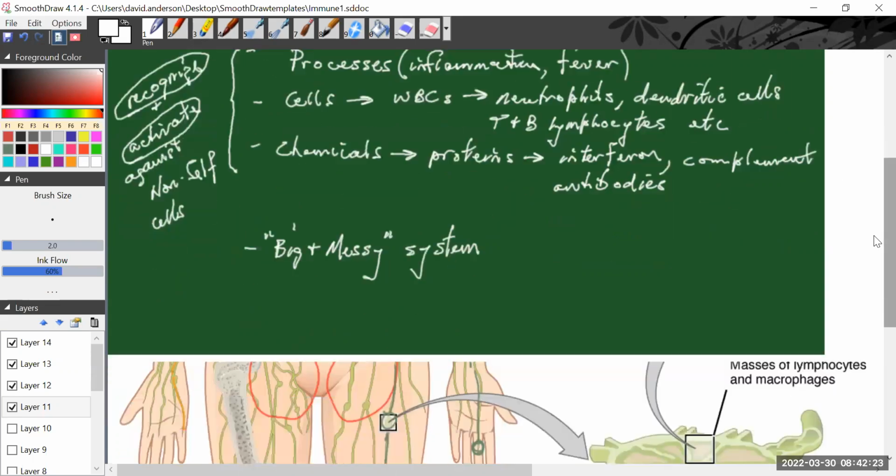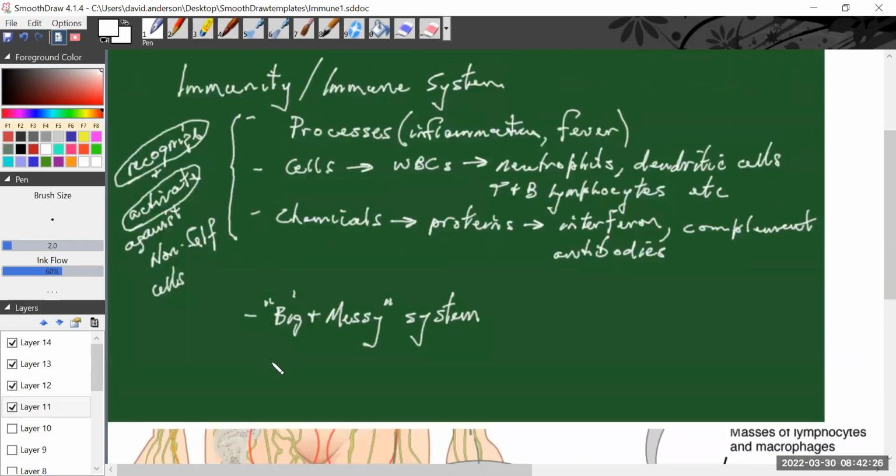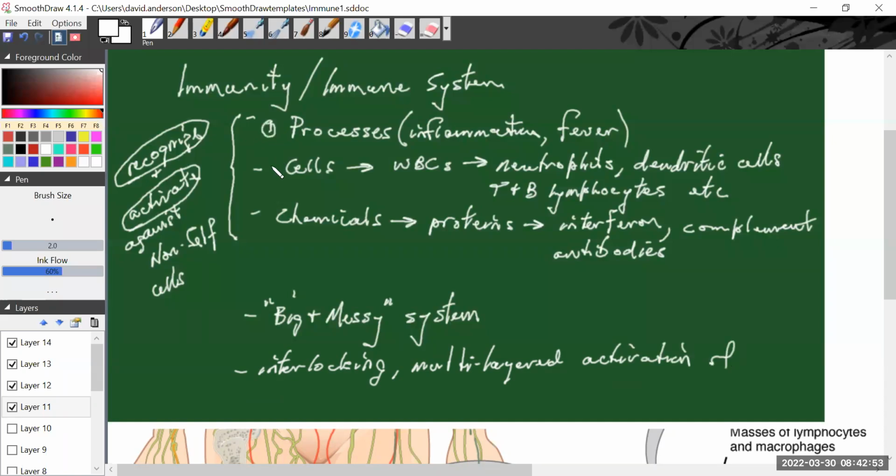And the other way to think about it is that it's an interlocking, multi-layered activation of one, two, and three.